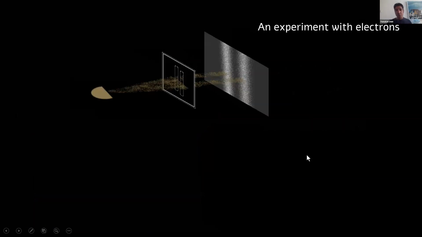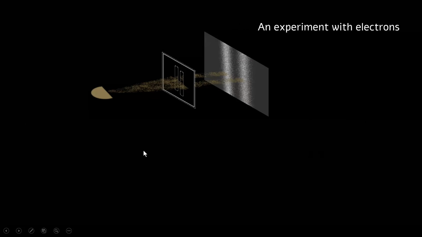Now let's do this experiment with electrons. Remember, electrons are these tiny particles that rotate around the nucleus. So let's say we take an electron gun. An electron gun is simply a piece of wire which we heat up, and electrons start leaving it. And we force them to move through a double slit. And what do we expect?